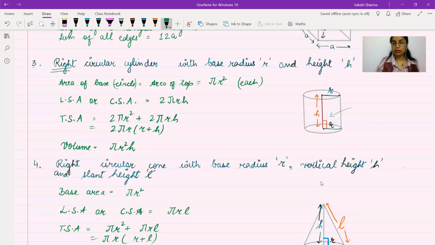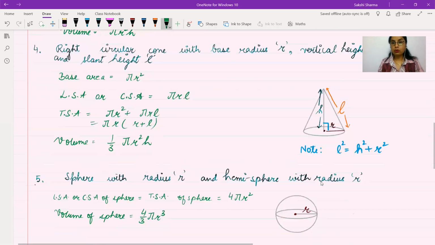That's what I've indicated here. So the area of the base and the area of the top will be the area of the 2 circles whose radius is R. It is pi r square each. Lateral surface area is 2 pi r H. Then total surface area will be given by adding the area of all the faces. 3 surfaces are there: top circle, bottom circle, and the curved surface area. So this is 2 pi r (r plus H), and then the volume is pi r square H.